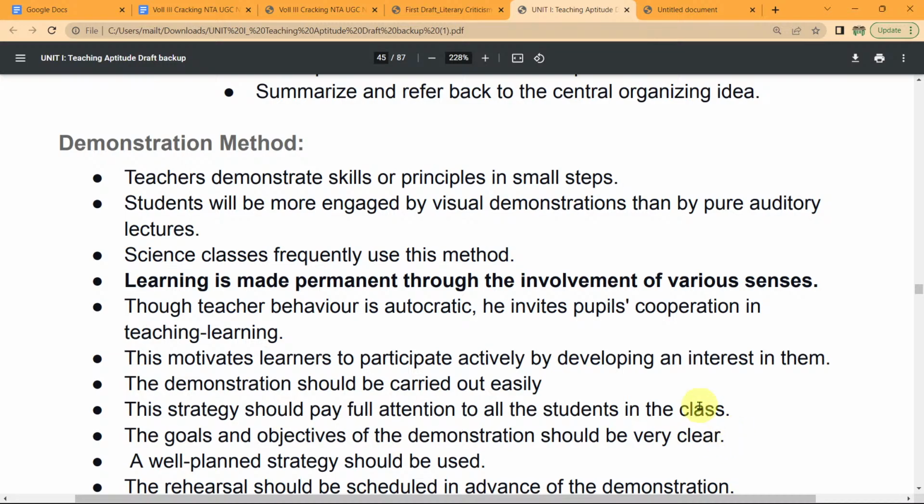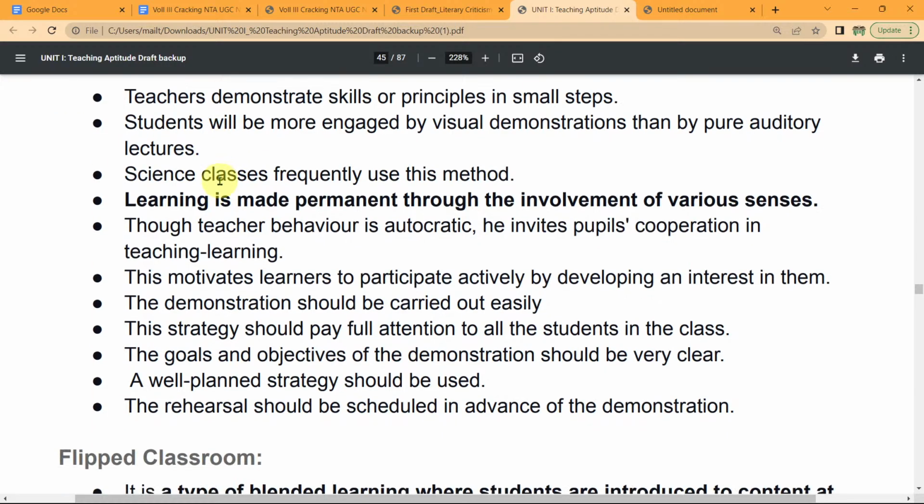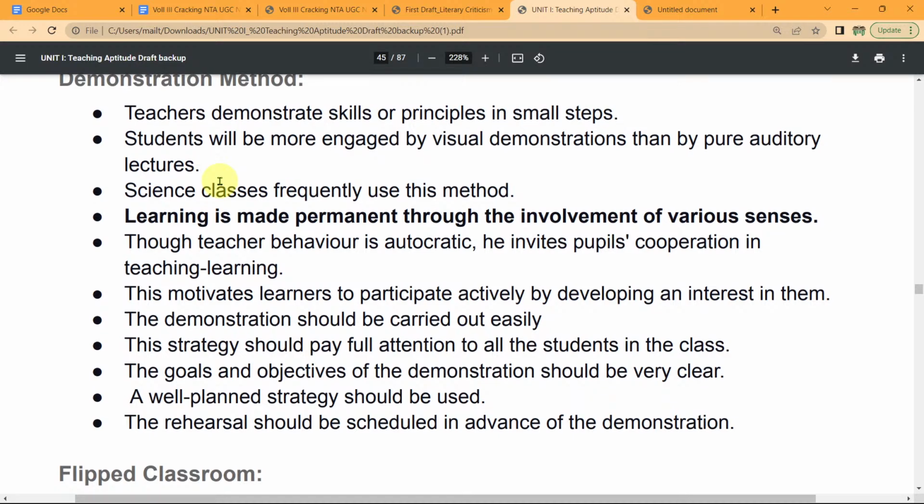Some points are mentioned here which elaborate the demonstration method. For example, it motivates learners to participate actively by developing an interest in them. The demonstration should be carried out easily. So you have to know the names of these teaching methods, and remember, these are all teacher centered.